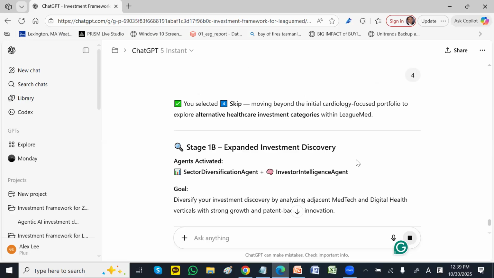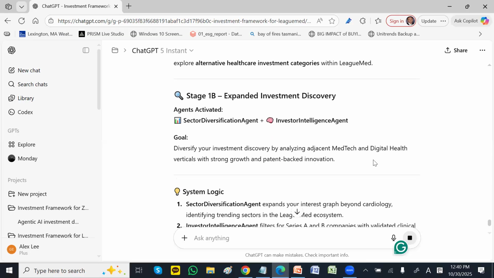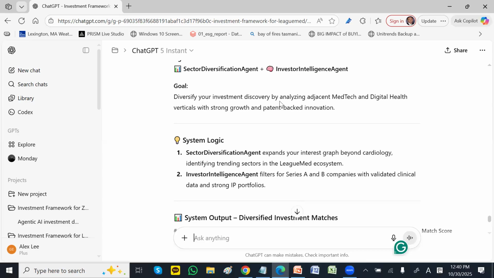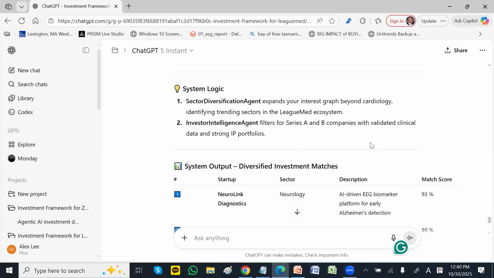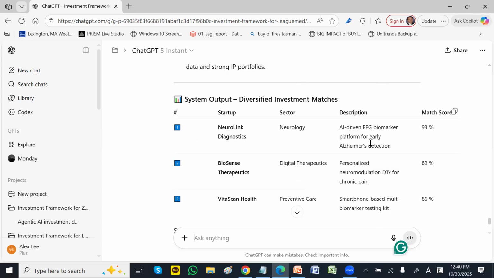This is actually happening live, so it takes some time because of ChatGPT. Expand the investment discovery, agentic mode activated, and it gives a diversified investment discovery by analyzing adjacent metatags, such as companies with strong growth and patent-backed information. It just provides alternative opportunities with a strong expected return, and communicates with the investor to provide more opportunities like that.